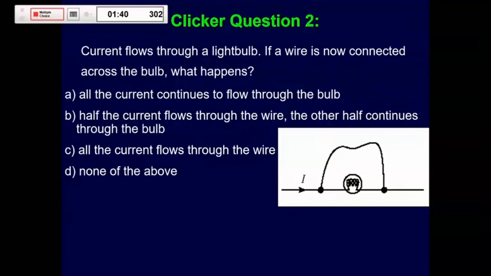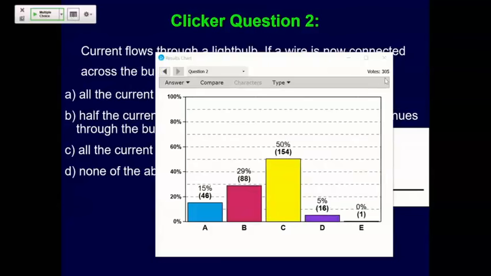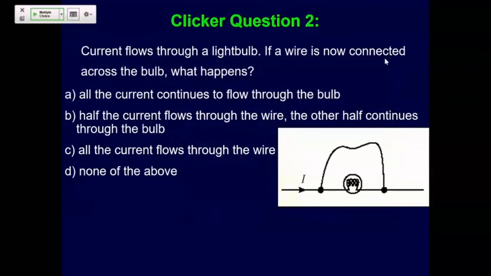Okay, so it looks like we got most people. Let's go ahead and give you 5 seconds. If you didn't put an answer in, put an answer in, and we'll discuss it. Let's see what we got. Okay, so we got a couple different answers here.